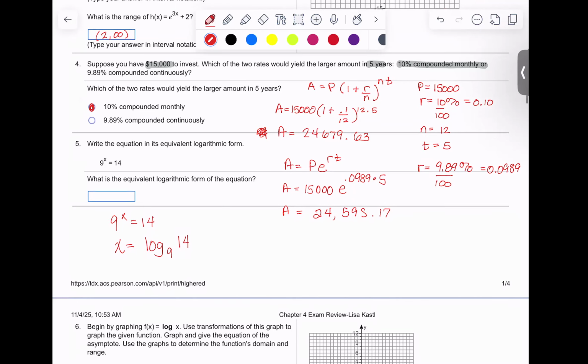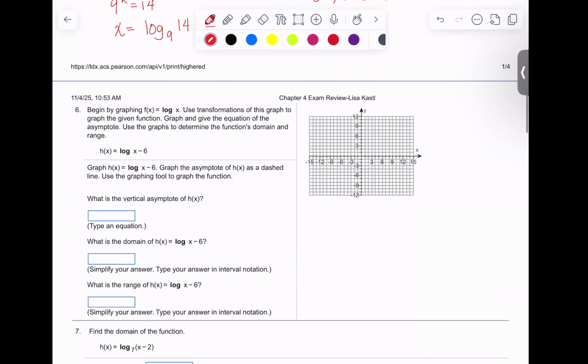All right, another graphing problem. We're going to graph a logarithm. Begin by graphing f of x equals the log of x. So you're going to go into your graphing tool and you're going to click the logarithmic button, and you can just scroll over each of the choices that you have in your toolbar, and it will tell you which one is which. The logarithm is the one that looks like this.